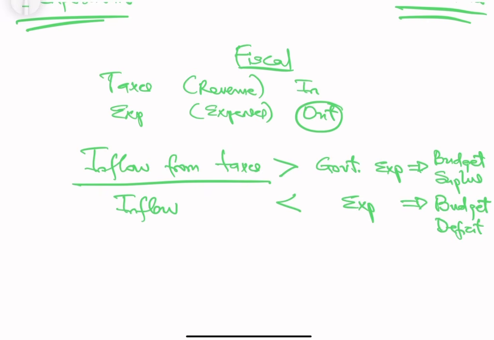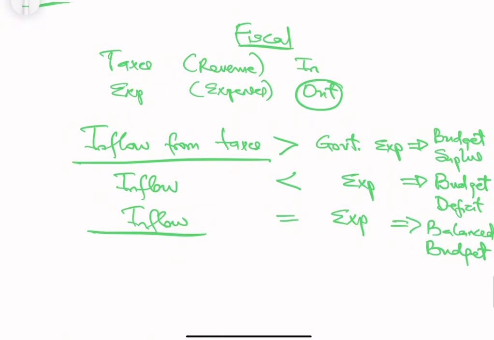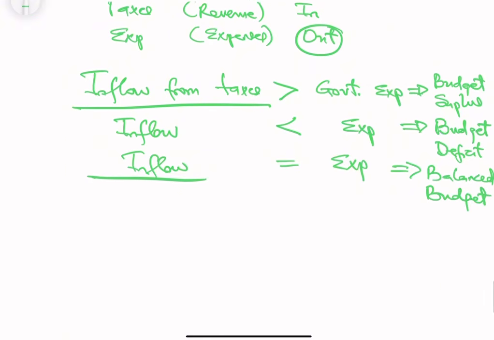But sometimes you might have a situation whereby the inflow is just the same as the expenditure. In that case, you say that the budget is balanced. So that is a balanced budget, which is very rare. How do they use this to manage the economy?